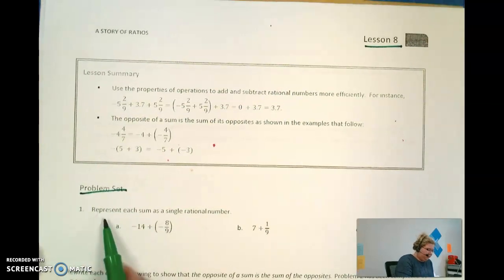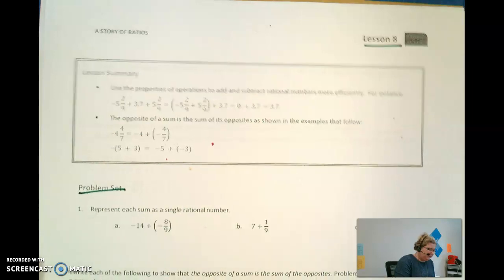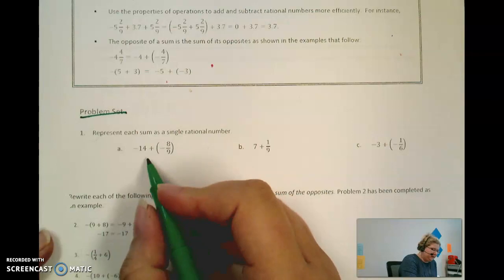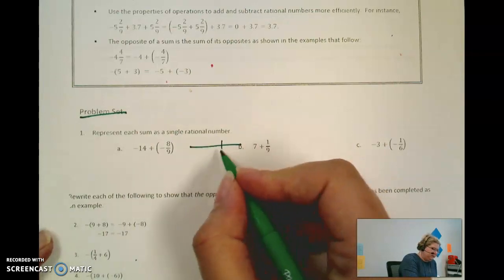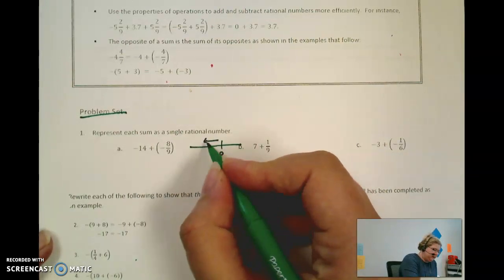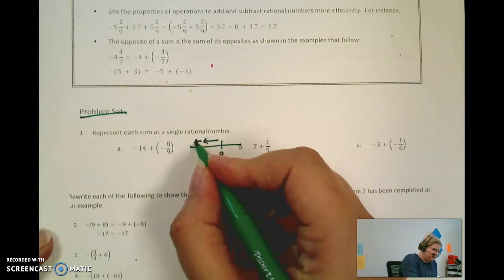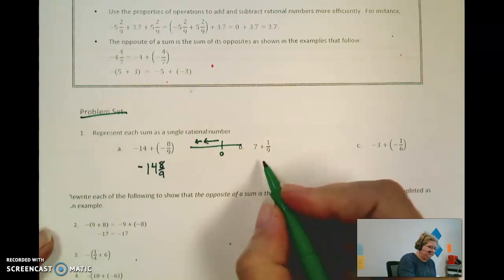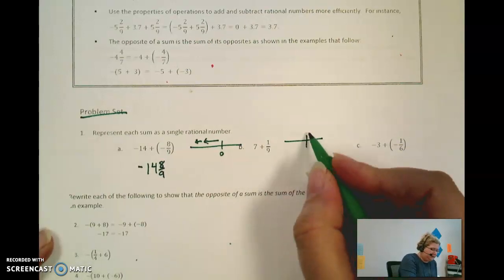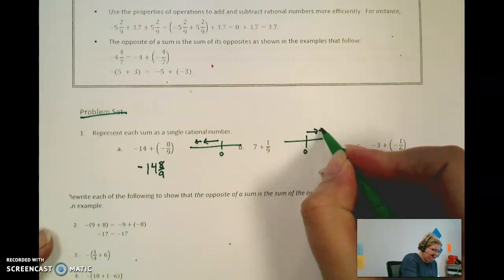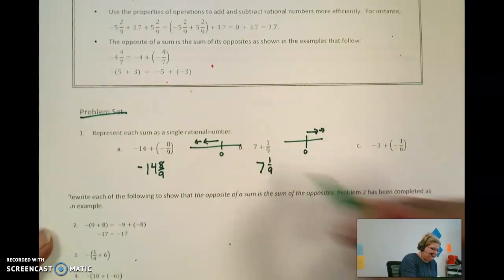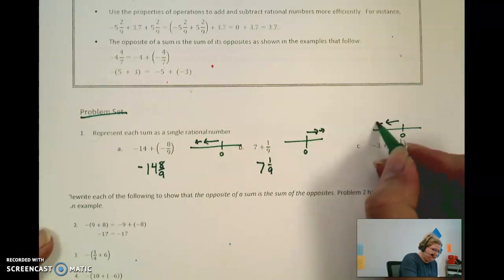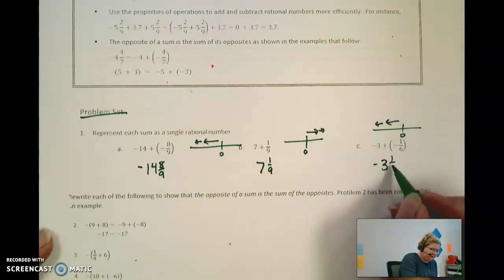So, for number 1, we are representing each sum as a single rational number. We're just basically combining like terms. On a number line, this would be negative 14 and then negative 8 ninths, negative 14 and 8 ninths. This would be 7 and 1 ninth. This would be negative 3 and negative 1 sixth, or negative 3 and 1 sixth.